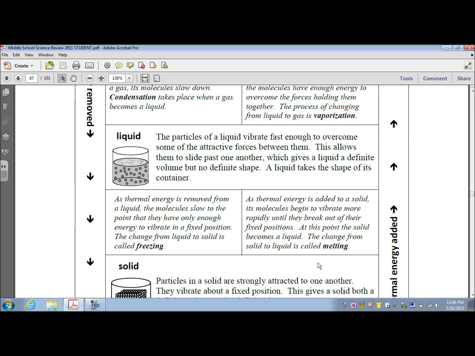On the other hand, as thermal energy is added to a solid, its molecules begin to vibrate more rapidly until they break out of their fixed position. At this point, the solid becomes a liquid. The change from a solid to a liquid is called melting.